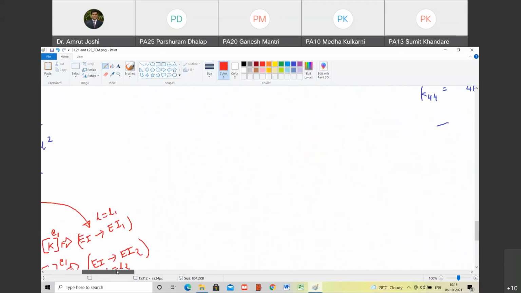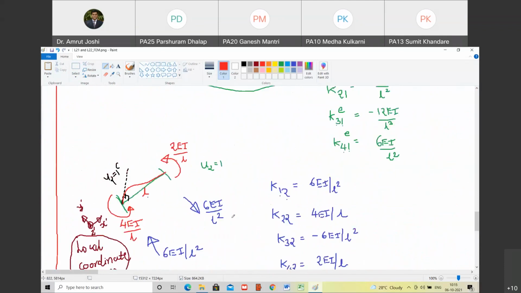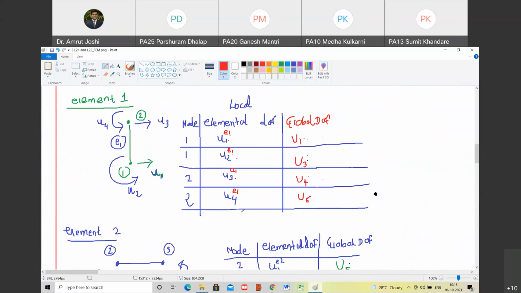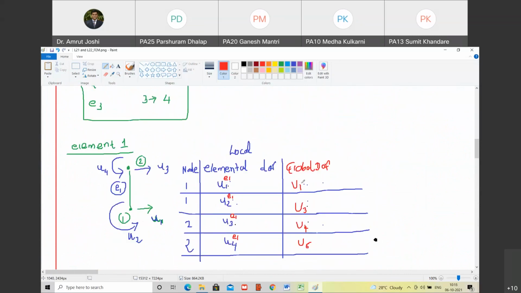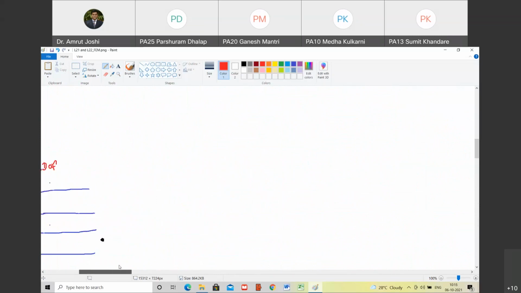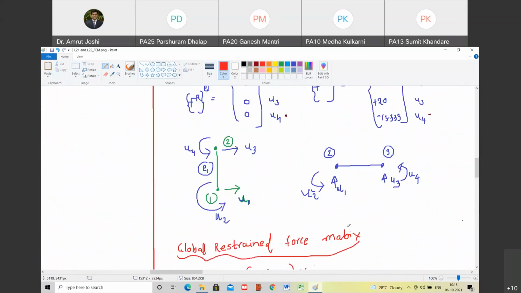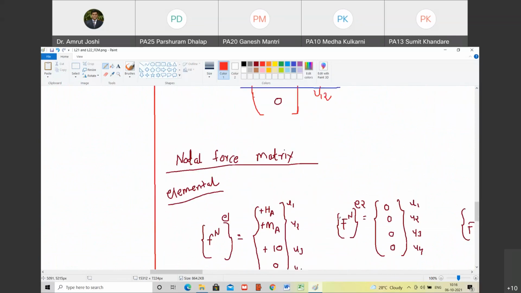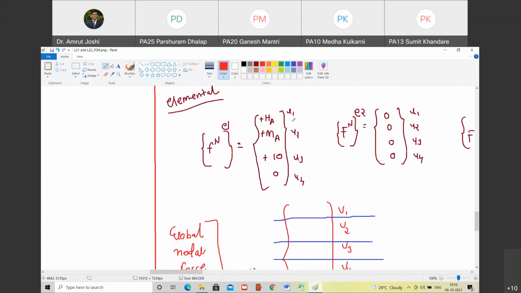U1 is a part of which element? Tell me. So let us assemble now. U1 is a part of which element? It is the part of first element. Which degree of freedom? First degree of freedom. So I am going to look at first degree of freedom of element number 1. So it is going to be plus HA. Happy? Yes, sir.